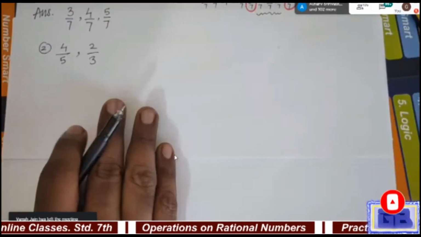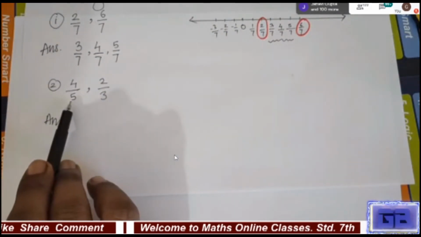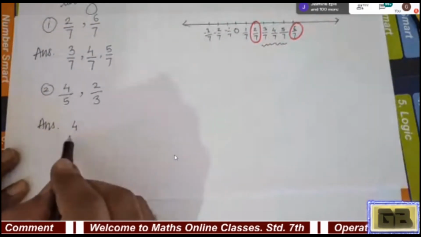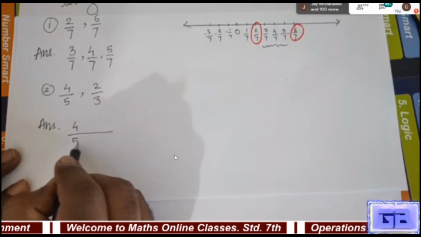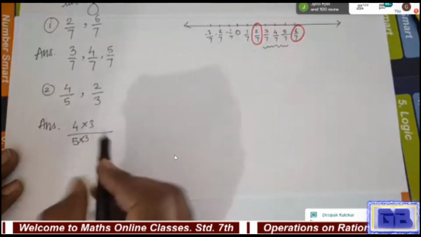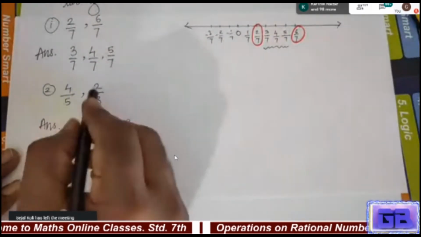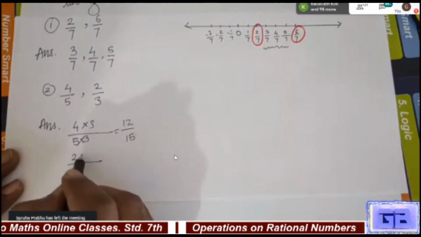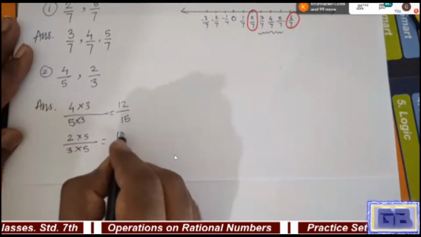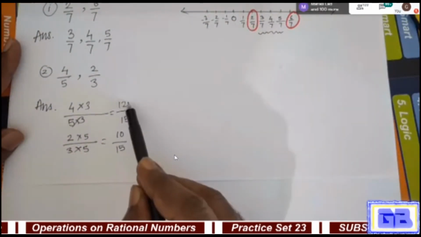Second one is 4 by 5, comma 2 by 3. Now what will we do? Mute your call. First thing is, here denominators are different, so we will make them equal. Take the first fraction, 4 by 5, multiply with 3: 4 threes are 12, 5 threes are 15. Similarly, take 2 by 3 and multiply with 5: 5 twos are 10, 5 threes are 15. So we got 10 by 15 and 12 by 15.